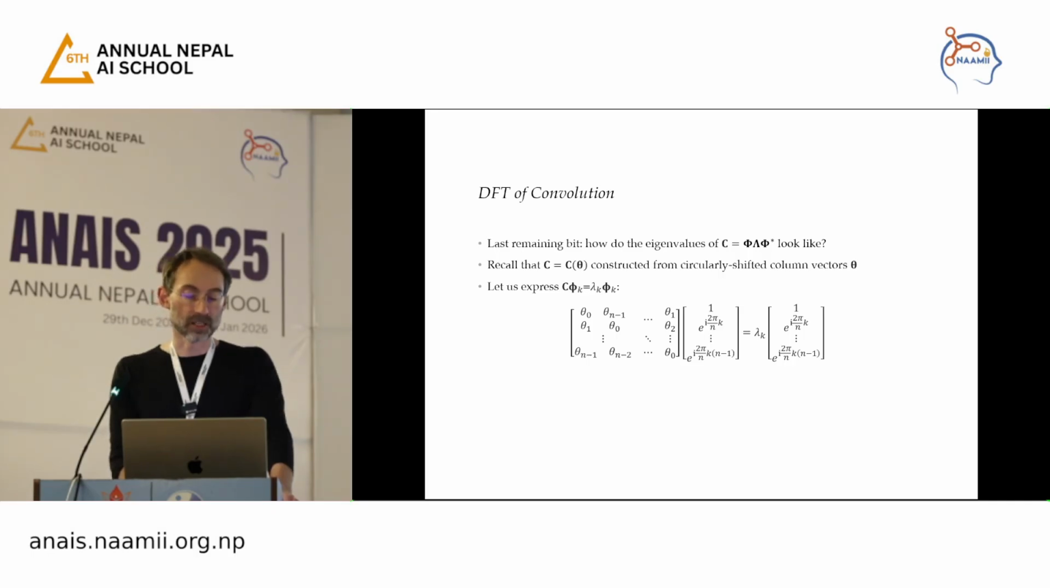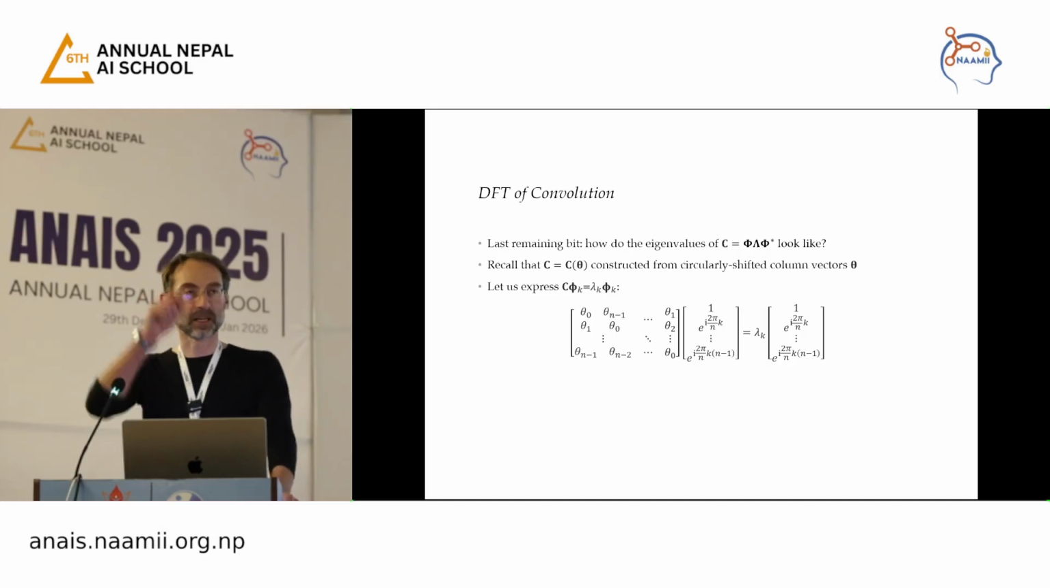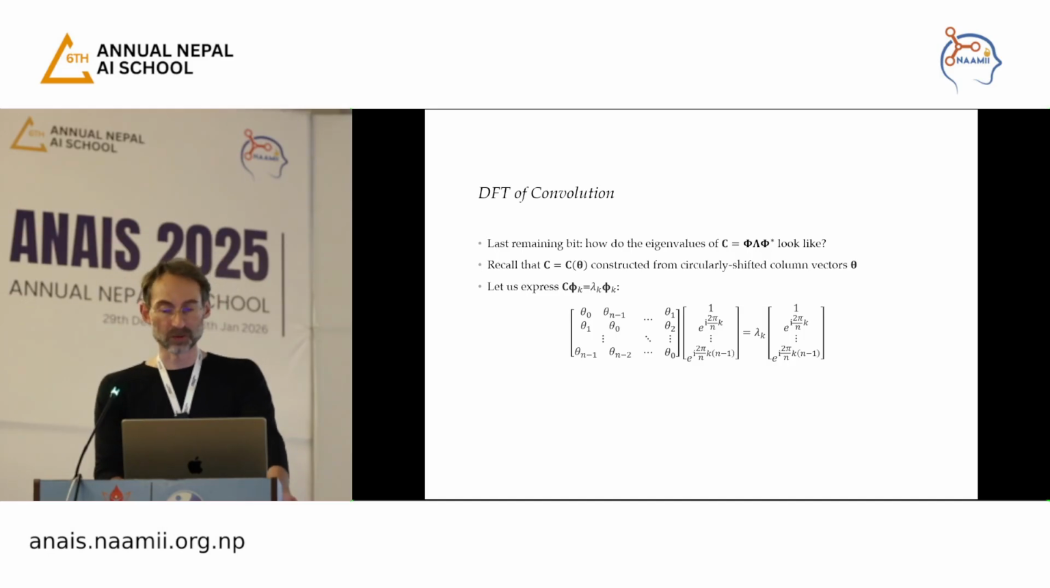So these are its eigenvectors, and now we are interested in the lambdas. So let's just write it explicitly. This is how C multiplies phi, and phi is the kth column of the Fourier matrix, so basically the kth frequency of the Fourier transform. Let's take the first row multiplied by this vector, and we need it to be equal to lambda k.